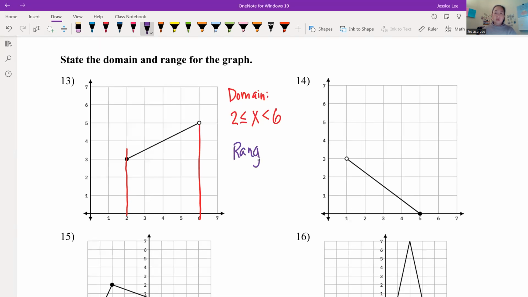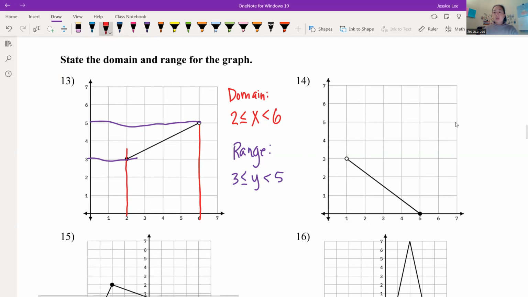So here's the range. And we're going to go, so how low it goes. So we're going to go from 3 all the way up to 5. So 3 is less than or equal to y. So again, it's y this time because we're talking about the range. And it's equal to because it is a closed circle. And all the way up to 5, that one will be an open circle. So that is just less than. All right, done. And we'll try that one more time.